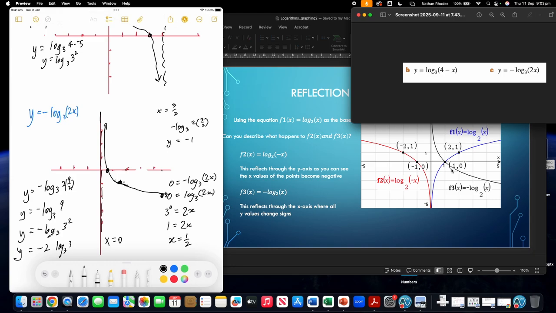But of course, if it was on your CAS, then you would just draw it out from your CAS. So hopefully that helps you.